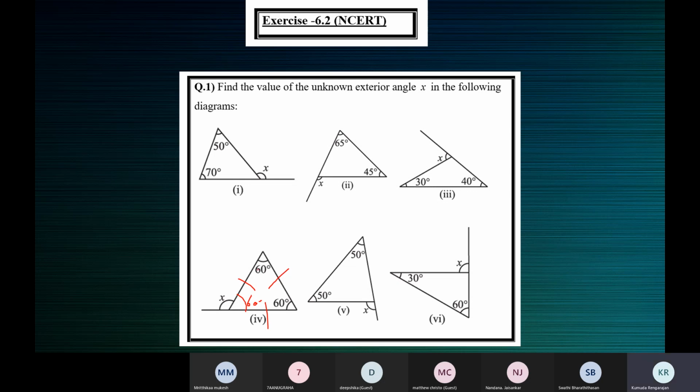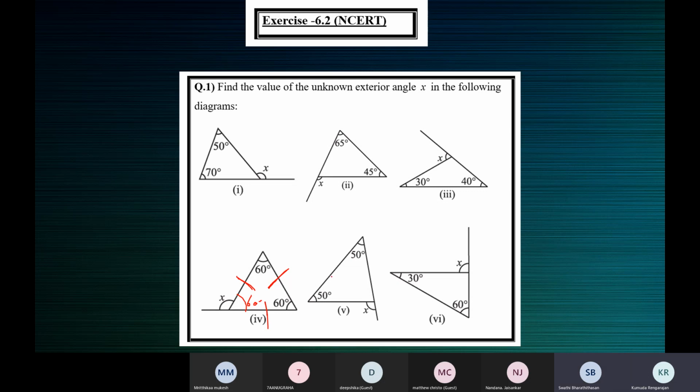In a triangle, when all the three angles are equal, it's an equilateral triangle, and we say that all the three sides also will be equal. Now in a triangle where two angles are equal, two sides will be equal. When all the three angles are equal, all the three sides also will be equal.